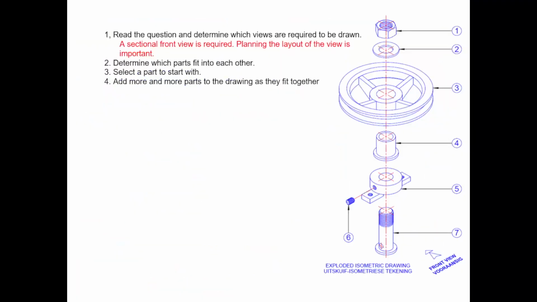As discussed previously in this video, looking at the exploded isometric, we can see how this drawing will be assembled. So looking at our stage 2, determine which parts fit into each other. The shaft will fit through the bracket. The bush part will slide over the shaft. The pulley will slide over the bush part. And the washer will slide over the shaft. The grub screw will thread through the bracket into the shaft to prevent the shaft from sliding out, and the nut will be threaded over the threaded part of the shaft.